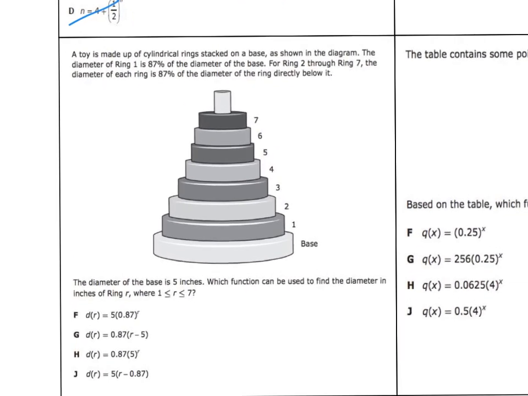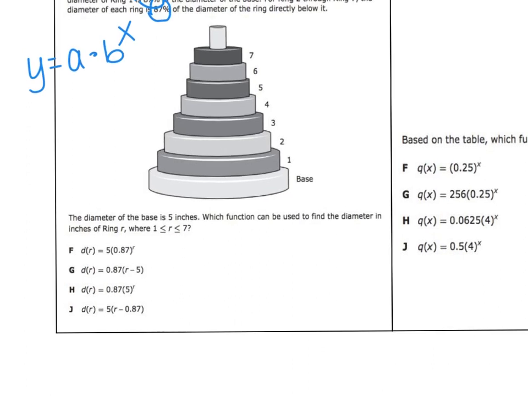A toy is made up of cylindrical rings stacked on a base shown in a diagram. The diameter of ring 1 is 87% of the diameter of the base. For ring 2 through ring 7, the diameter of each ring is 87% of the diameter of the ring directly below it. So whenever we're writing our equation, y equals a times b to the x power, so we're going to go down and look at the rest of the problem.